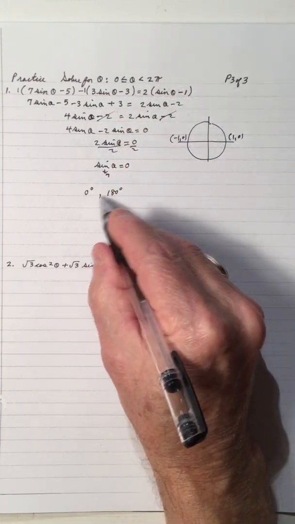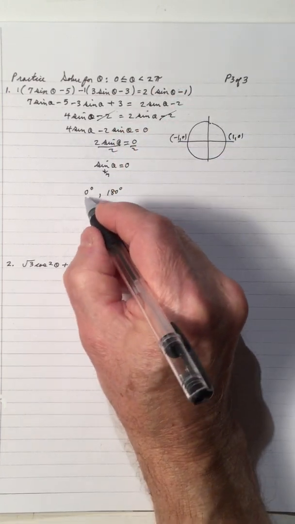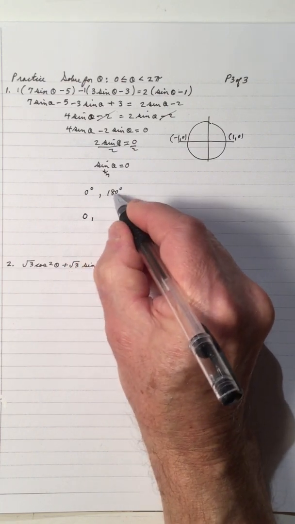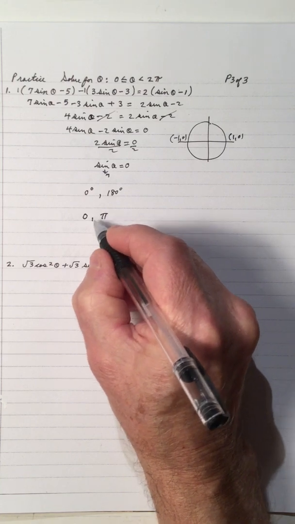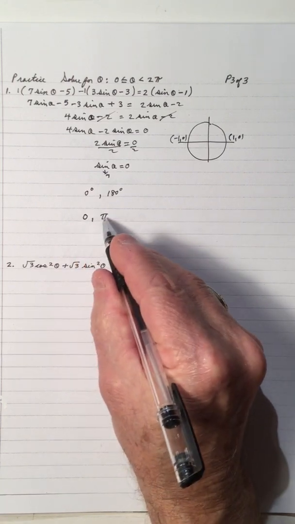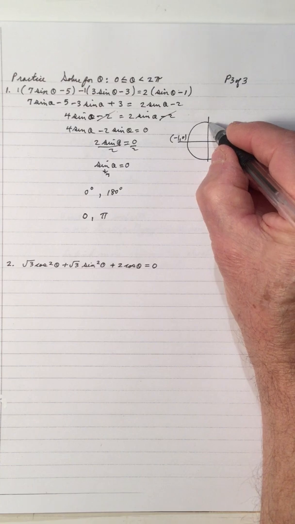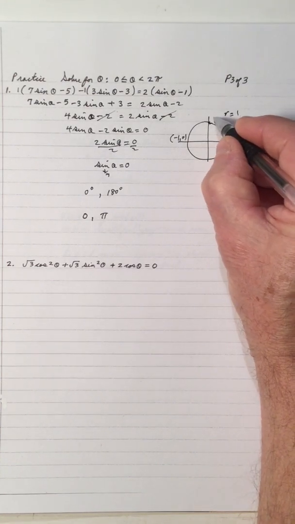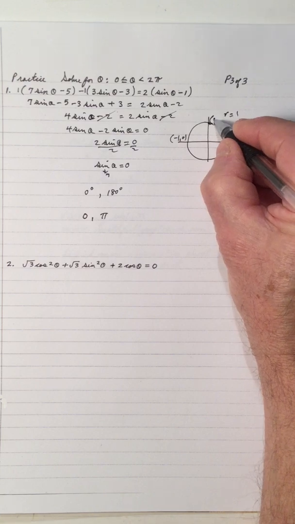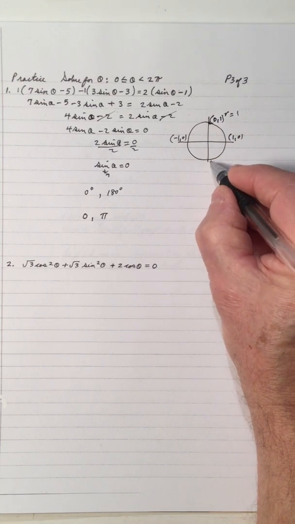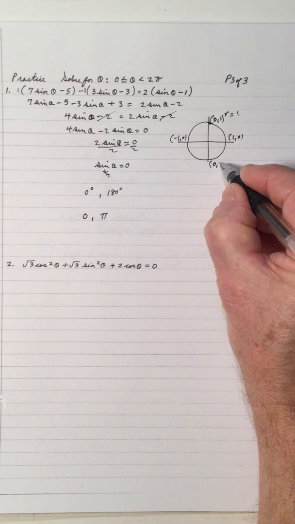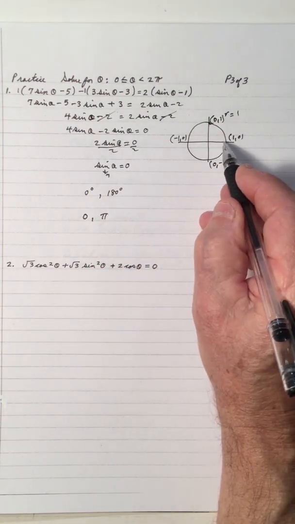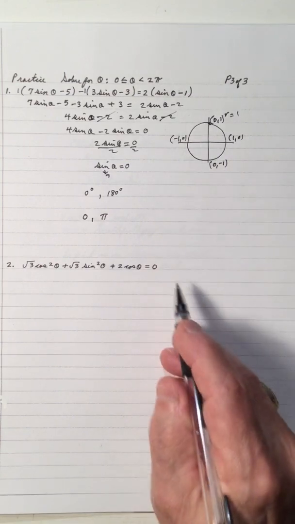But we have to have the answers in terms of a radian. So 0 as a radian is 0 and 180 is pi. So the two answers are 0 and pi as radians. And I just want to point out that this circle has a radius of 1. And this point here, x is 0, y is 1. And this point down here, x is 0, y is negative 1. So sine is the y, and we go with 0 and 180.